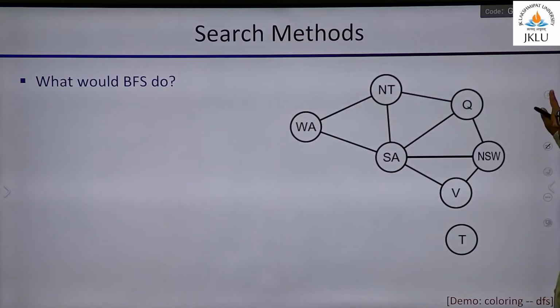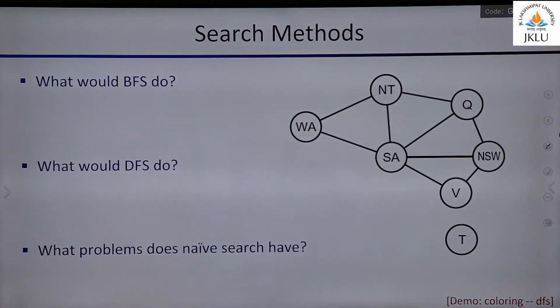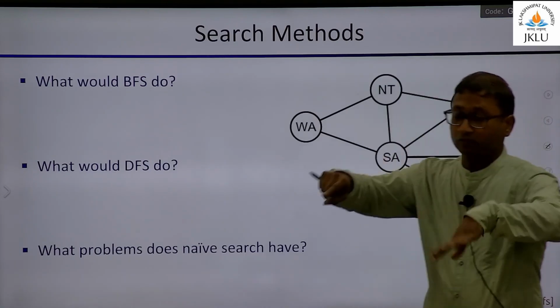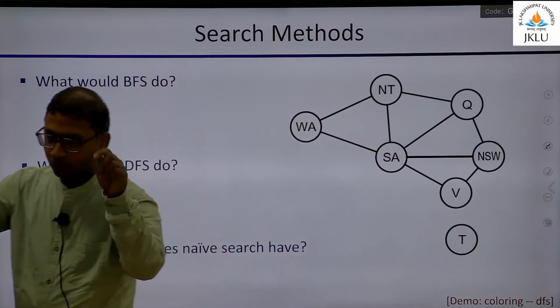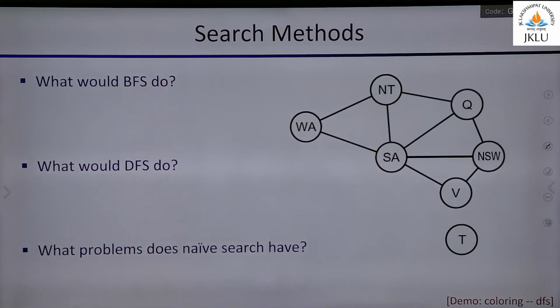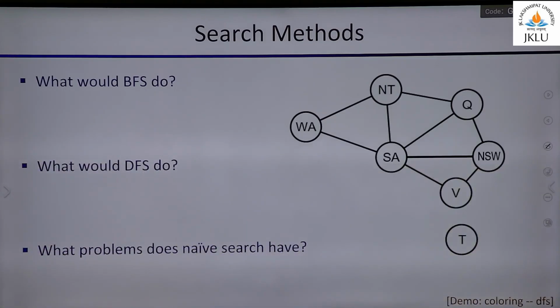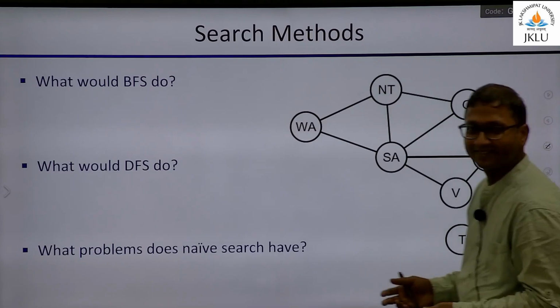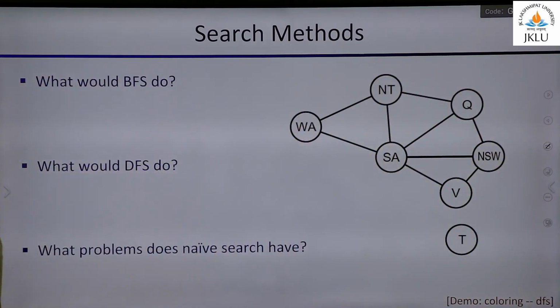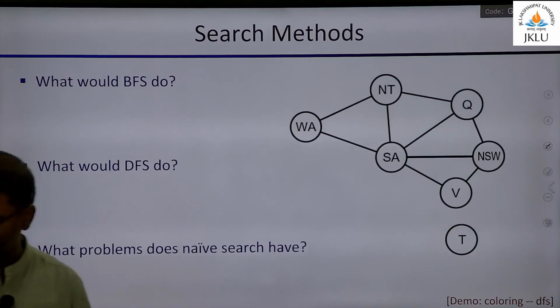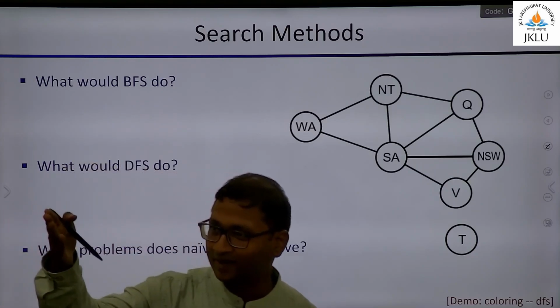What would BFS do? What would BFS do in this case? Draw the tree, or imagine the tree if you don't want to draw it. Start state will be, what will be my start state? Very good. Start state is like this, and where do I have to go? So goal state is Tasmania? Anything. So I have to go up to T.